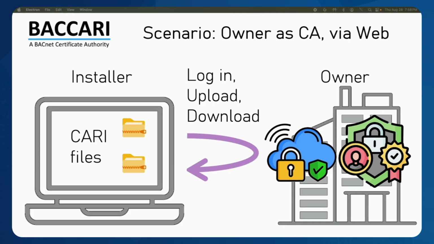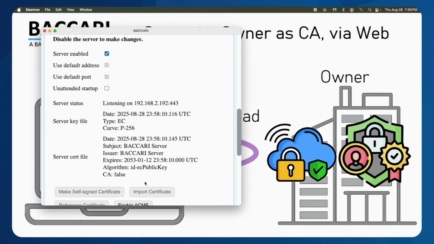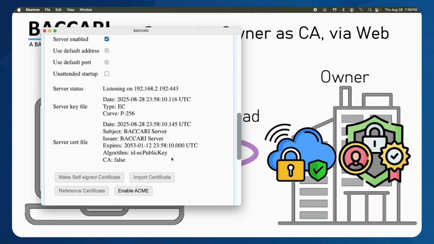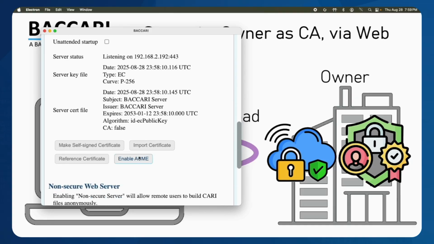So dealing with the errors of a self-signed certificate might be perfectly fine for your installation, but if you'd like to get rid of that and use a standard certificate, again, you can import a certificate if it's given to you. You can reference a certificate that's on your disk if those are available as well. But what we want to do right now is enable the ACME feature.